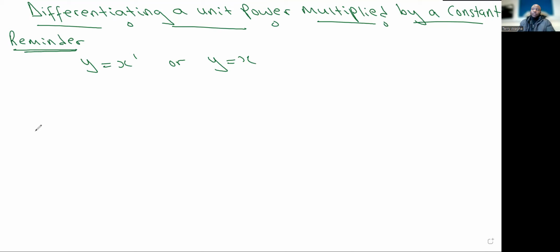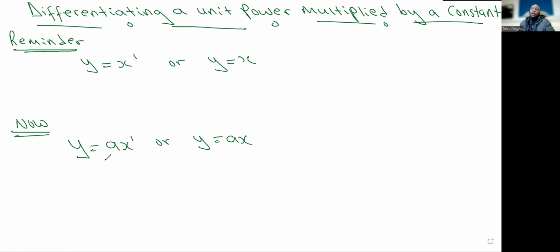But in this video, what we want to talk about is when you have, in addition to the unit power, a constant associated with it. So you're having y is equal to a x raised to power 1, or y is equal to ax, something like this. In the previous video, we talked about how to differentiate this. If you've not watched my previous video, please go back and have a look.